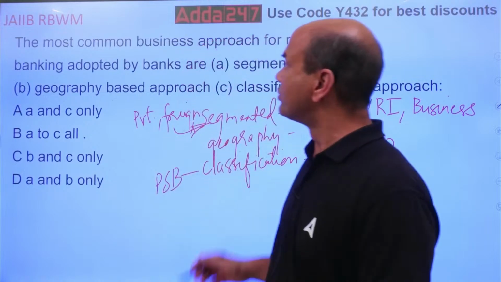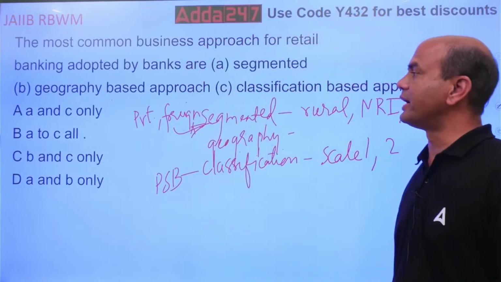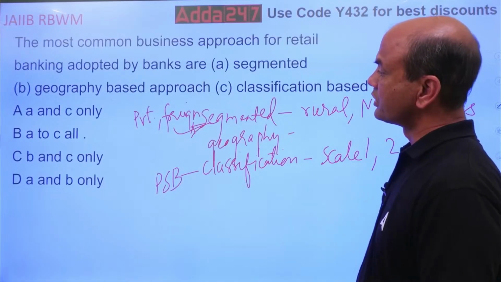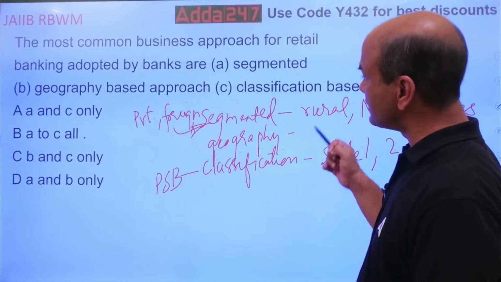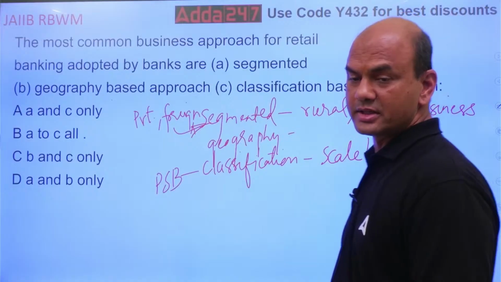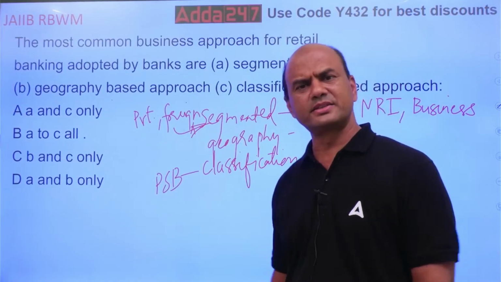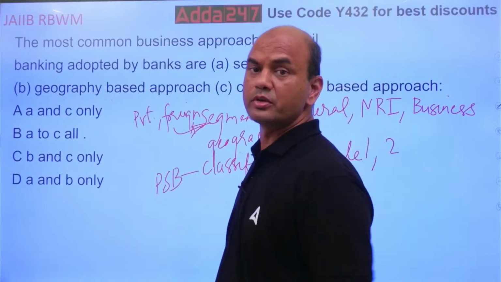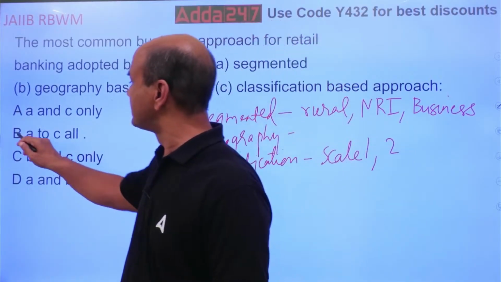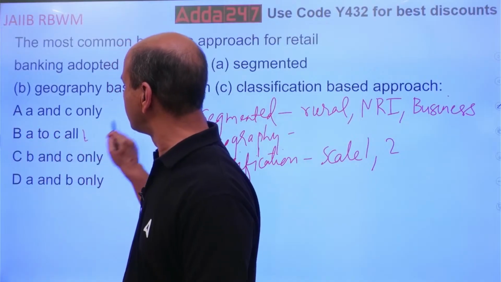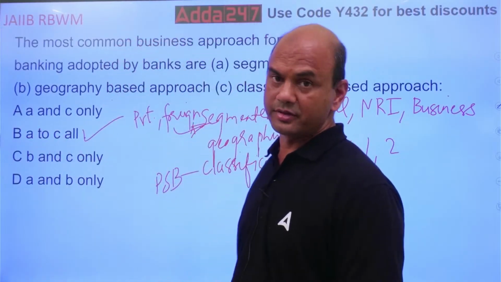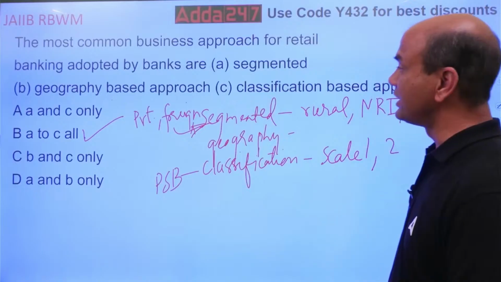So which are the approaches followed by the banks? By the bank. So what is the true answer then? Here, is it said that public sector or private sector, or does it say banks? So which are the approaches followed by the banks? It is A to C all. So it is A to C all.